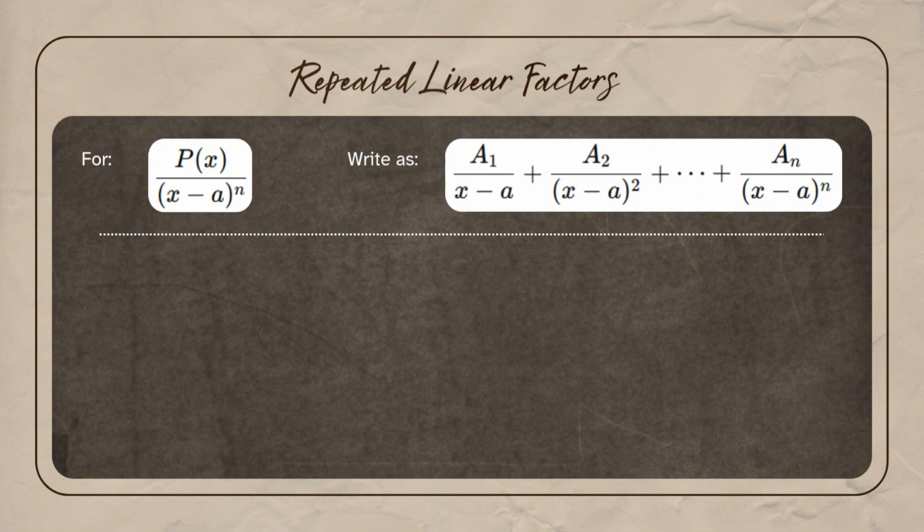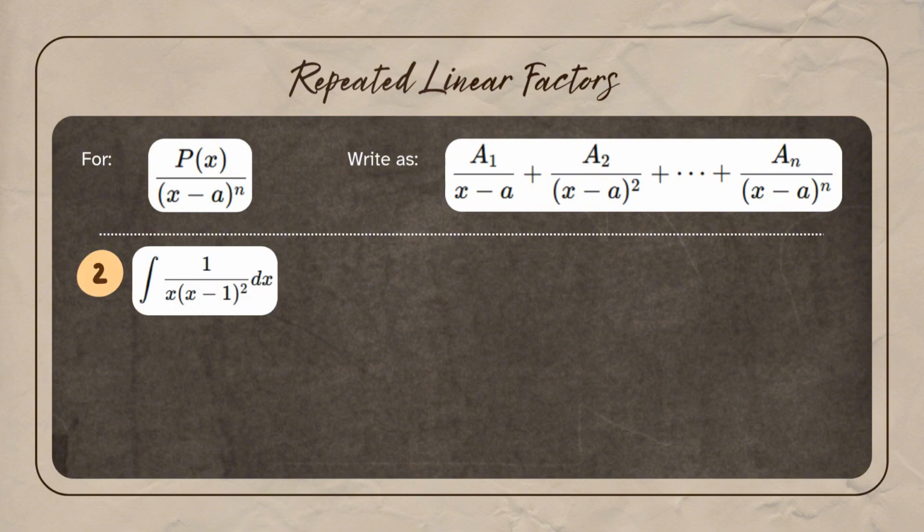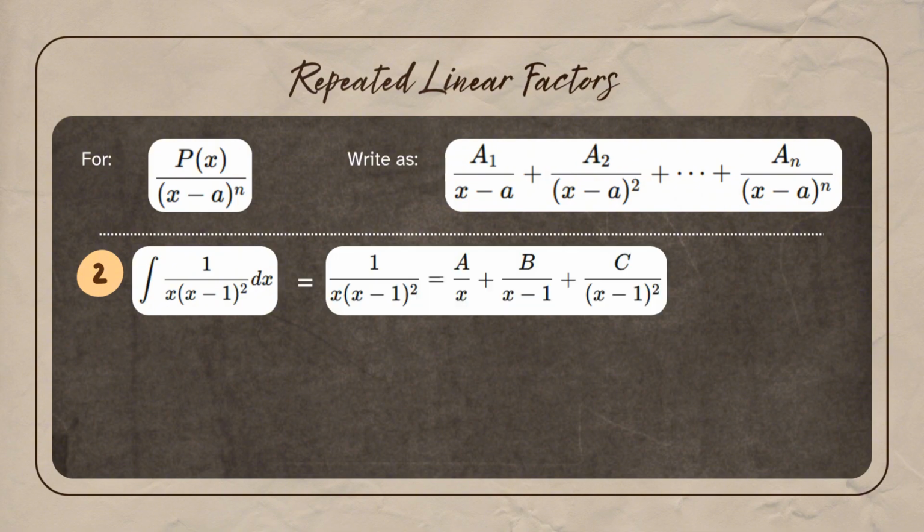I know it's kind of complicated if you only see the formula, so that's why I'm gonna give you the examples and also the steps for how to do the integration. As you can see, there is an integral 1 over x times (x minus 1) to the power of 2 dx. So the first step is we need to rewrite it as a over x plus b over (x minus 1) plus c over (x minus 1) to the power of 2.